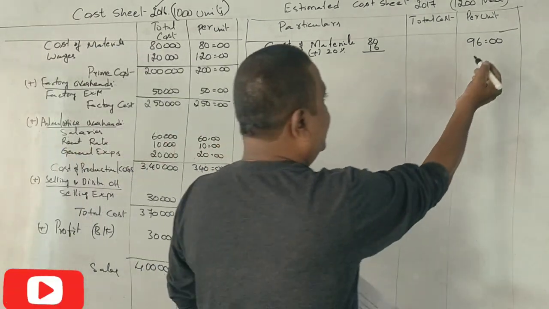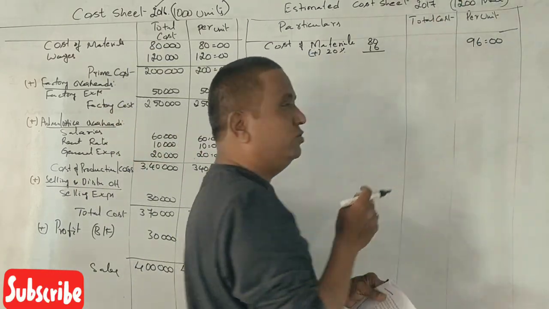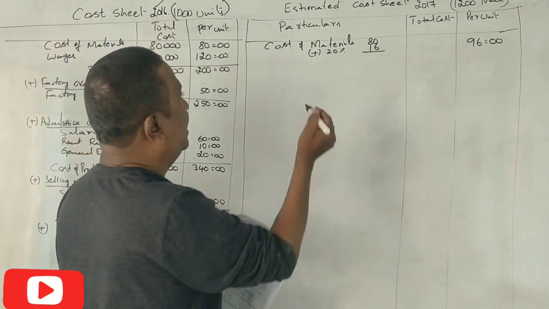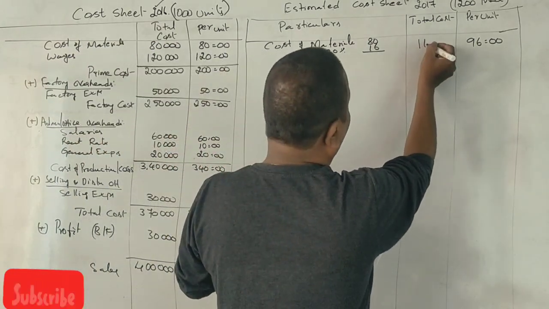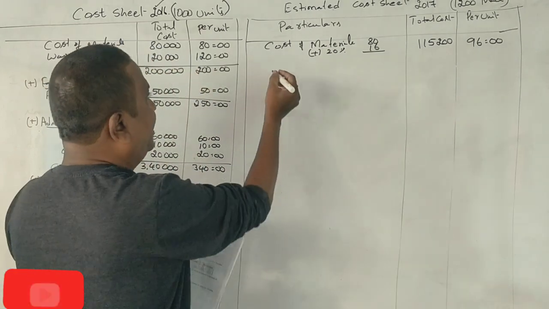Now 96 rupees is per unit for 1200. 96 into 1200 is 115,200. Correct? Next is wages.